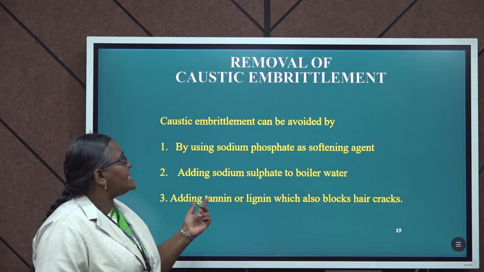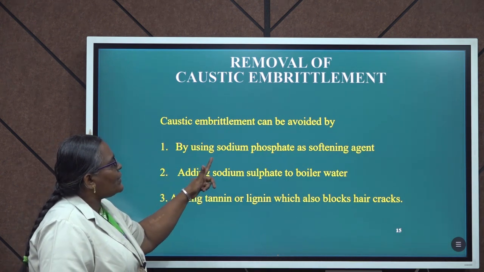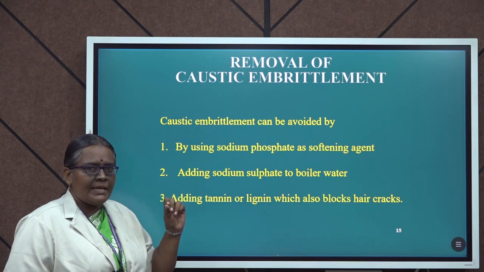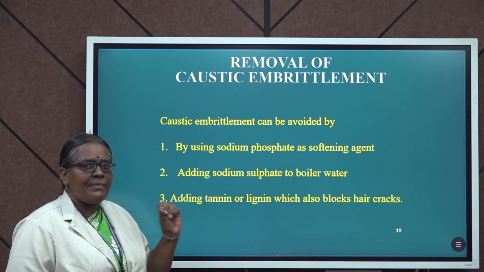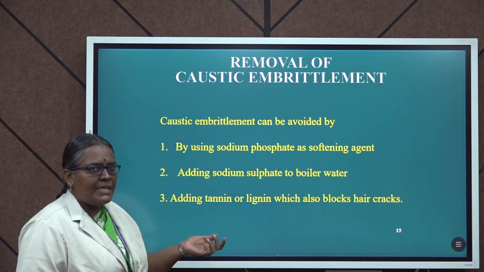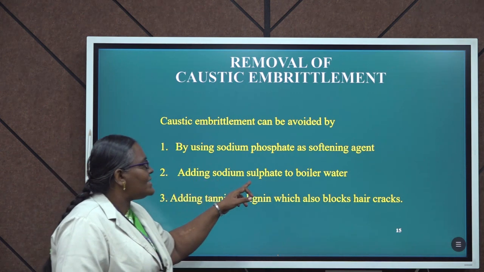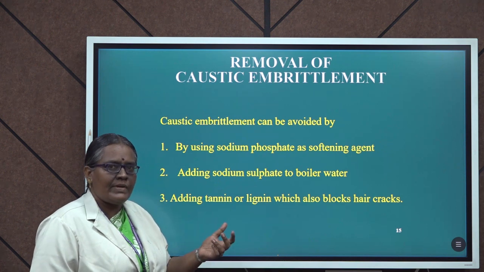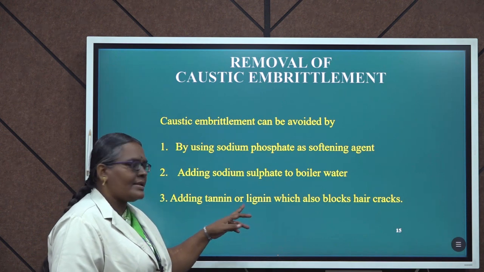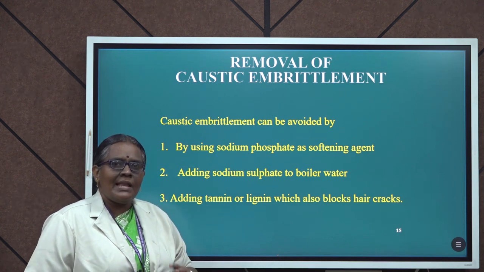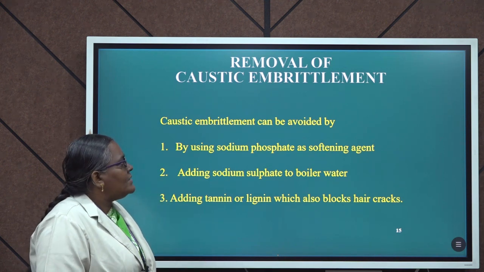So, removal of caustic embrittlement, this can be avoided by using sodium phosphate. That is, sometimes for water treatment sodium carbonate is used, but if you use sodium phosphate, the caustic embrittlement can be removed. Next, by adding sodium sulphate, actually this also results in addition of extra salts, but anyway it does not form sodium hydroxide. Then by adding tannin or lignin, so these substances will act like a paste and it covers the cracks in the boiler material.